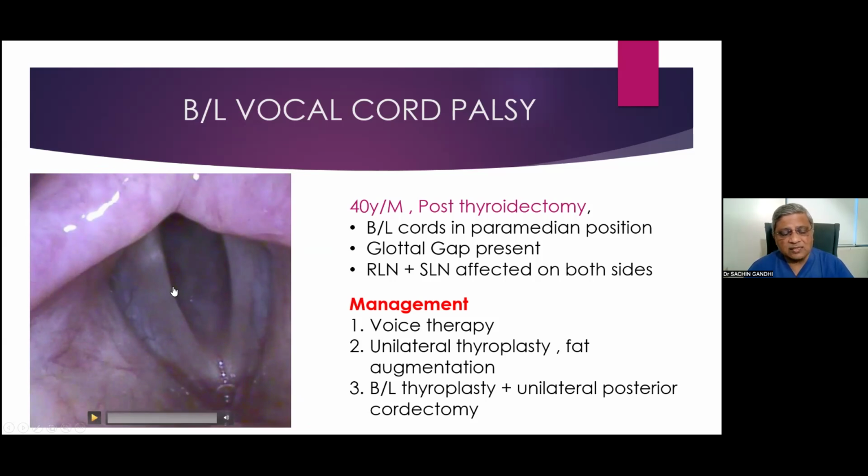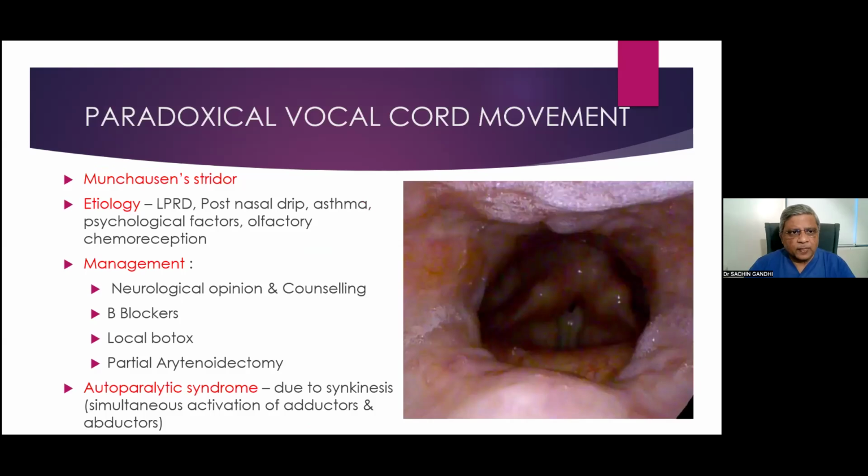So these cases, more and more, you will see with patients coming in with external trauma and then affecting recurrent laryngeal as well as superior laryngeal on both the sides and this type of picture. So voice therapy, then either you can try unilateral thyroplasty or unilateral fat augmentation to improve on the voice, but not really affecting the airway as well. Very difficult to treat these kind of patients.